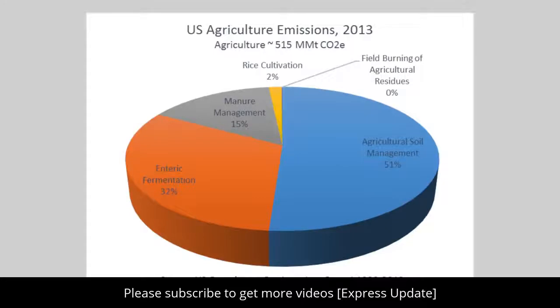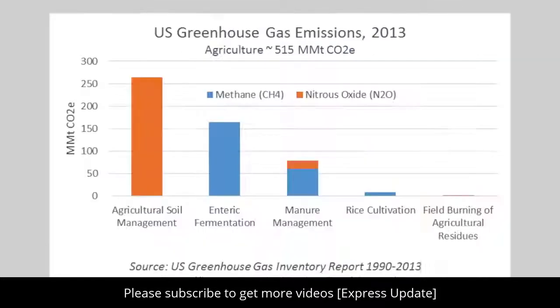Looking at the agricultural sector itself, we can see that agricultural soil management is the biggest source. It accounts for about 50% of total agricultural emissions. This is followed by enteric fermentation at about 32% and manure management at 15%. Now looking at the type of gases emitted, about 55% of the agricultural emissions are from nitrous oxide, which is produced naturally through the microbial process of nitrification and denitrification of mineral nitrogen in the soil. The remaining 45% is from enteric methane or from methane formed during the microbial breakdown of manure.